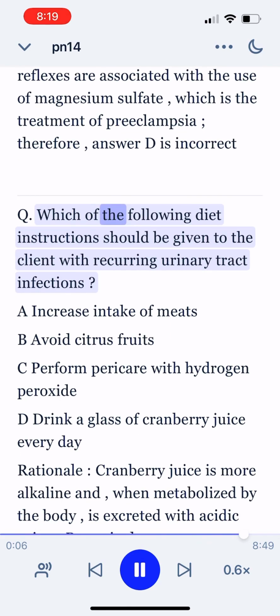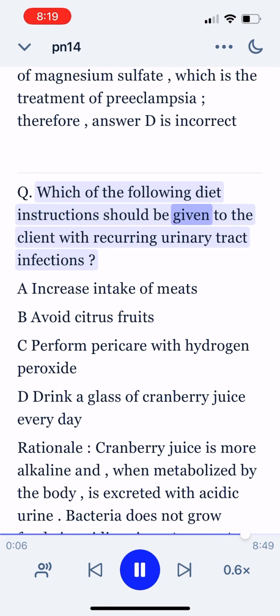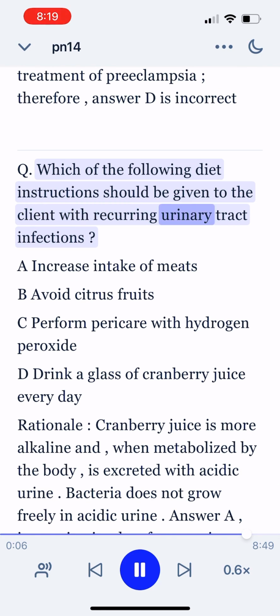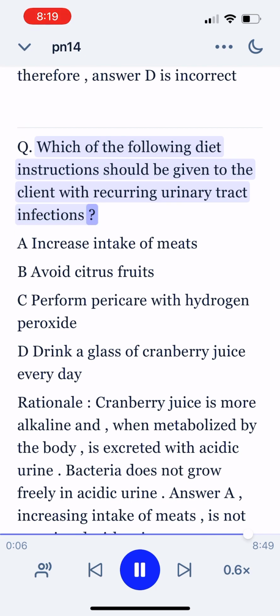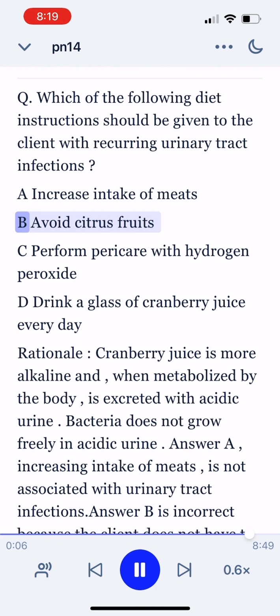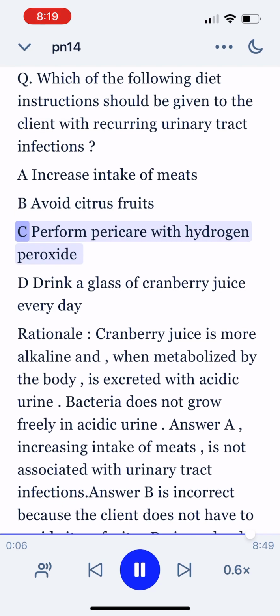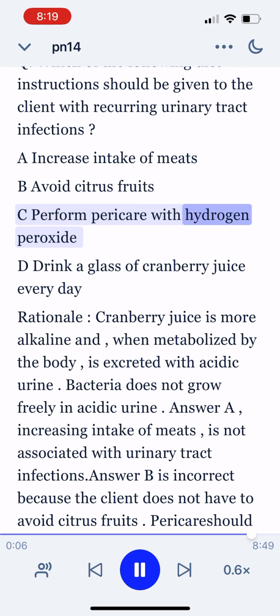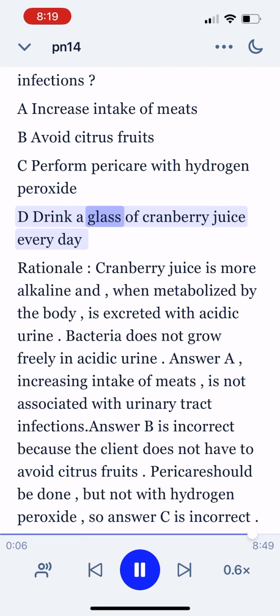Q. Which of the following diet instructions should be given to the client with recurring urinary tract infections? A. Increase intake of meats. B. Avoid citrus fruits. C. Perform pericare with hydrogen peroxide. D. Drink a glass of cranberry juice every day.